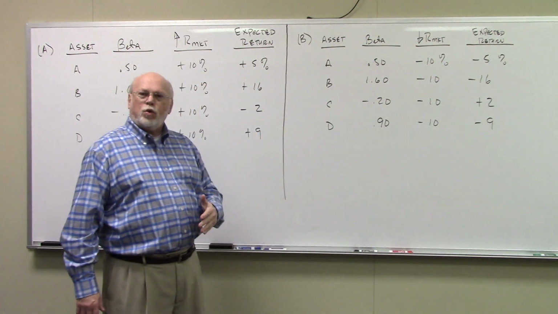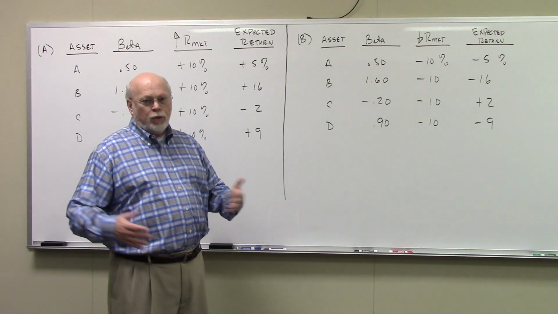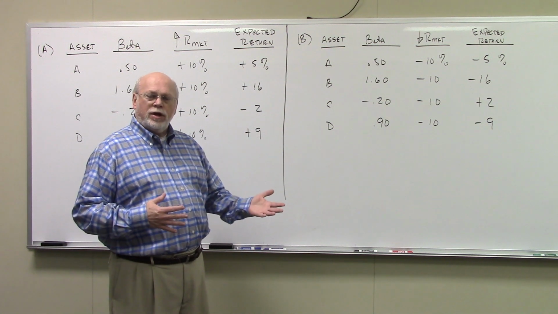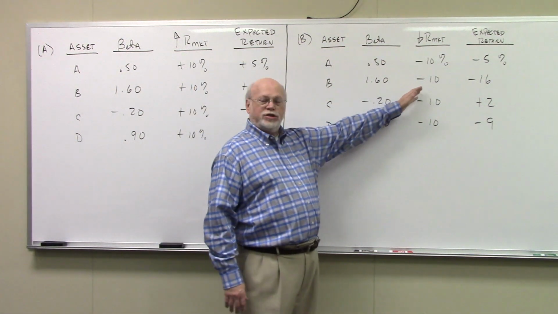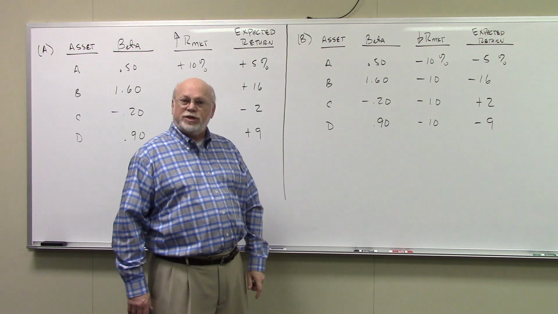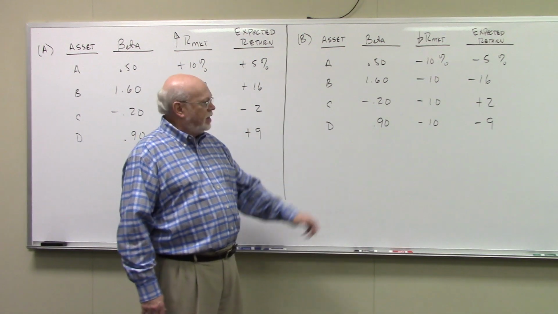Asset B, this aggressive stock that's got a beta of 1.6, well, what the market gives, the market also takes away. So if you're taking on 160% of the risk of the market, and the market goes down 10%, you should expect your asset to go down 160% of that, or you should expect to lose 16%.